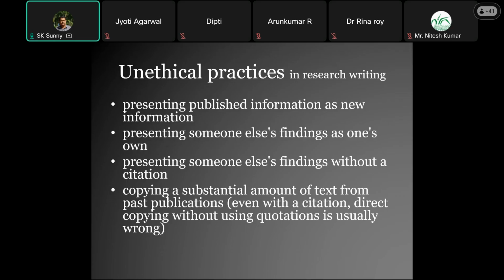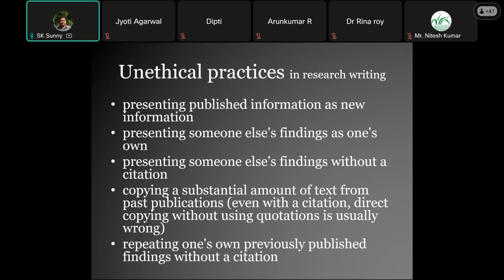Copying a substantial amount of text from past publications, even with a citation, direct copying without using quotation. This is also wrong. Repeating one's own previously published findings without a citation. This is also wrong. And all these things can be defined as plagiarism. As of now, you take this and I will make clearly understandable what is plagiarism.